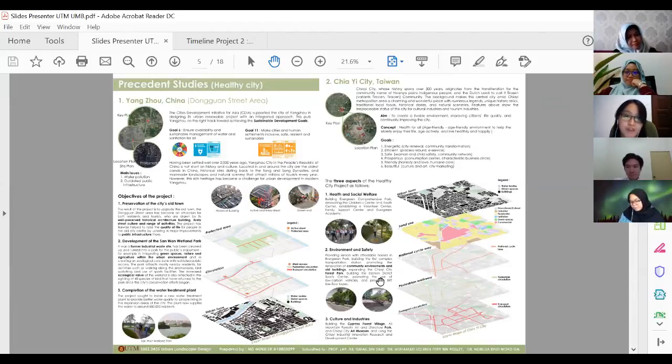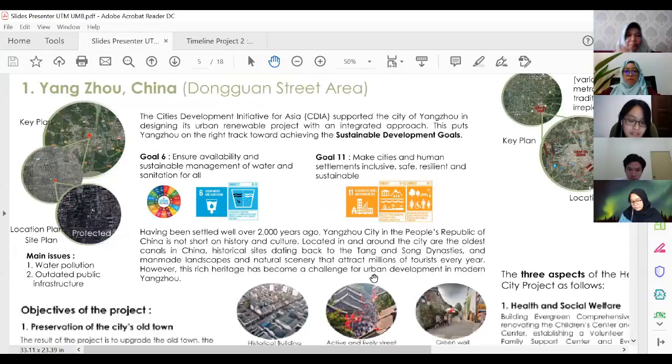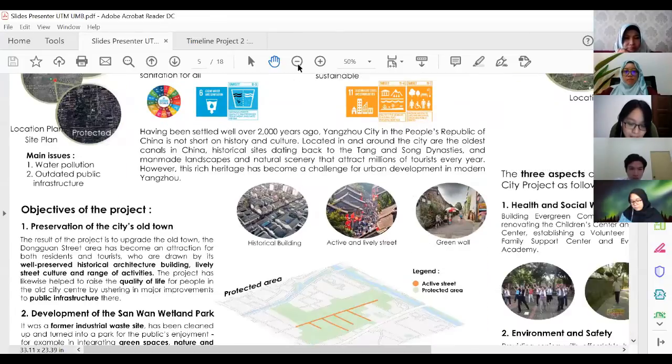Before developing my master plan, I have done two precedent studies: the first in Yangzhou, China, in the Dongguan Street area, and the second in Chiayi City in Taiwan. There are some design ideas that I have adapted and taken into my master plan.